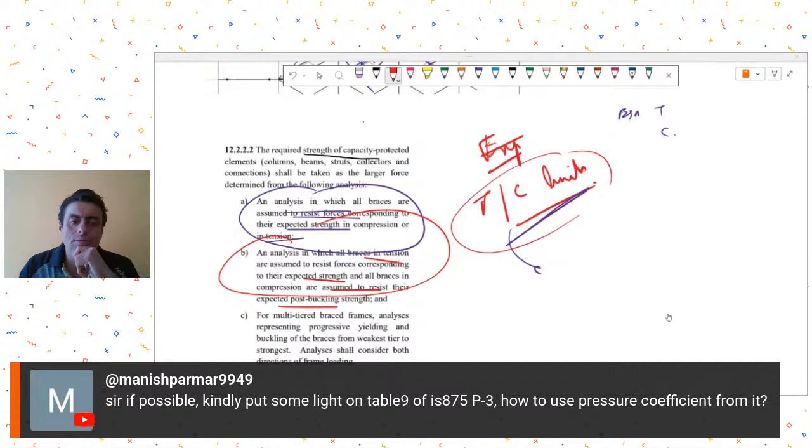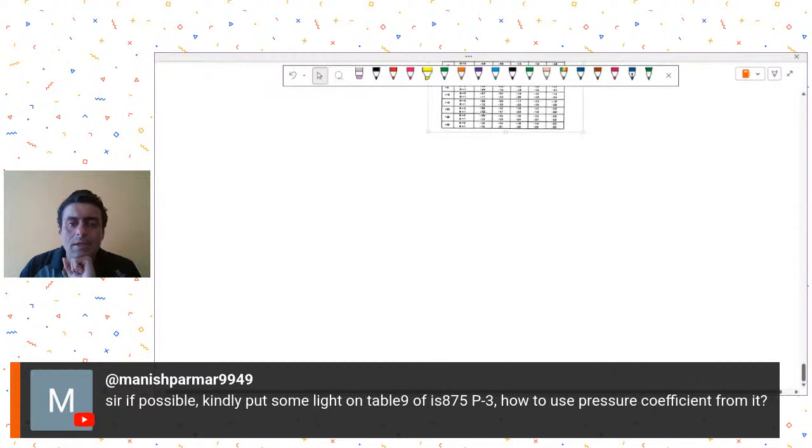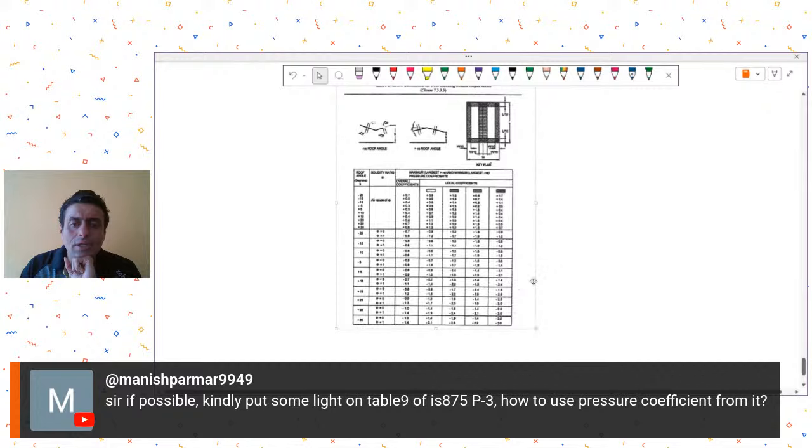In the live audience, Mr. Manish Parmar is asking, if possible, kindly put some light on table 9 as per 875 part 3. How to use pressure coefficient from it. So I'll give some documents where you can have a look at the ways in which you can use these pressure coefficients looking at table 9. So first of all, if your roof is fully covered, this is my table 9. If your roof is completely covered with sheeting, your solidity ratio will be 1. Your solidity ratio will be 1.